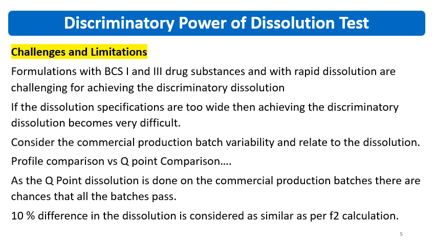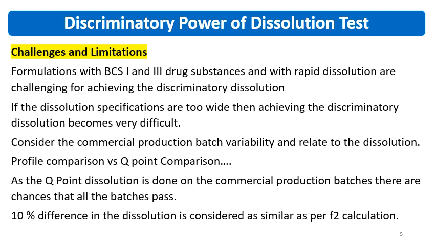So if your Q point is 30 minutes and you are making the batch with profiling and it is going out of the F2 similarity, but still the batch will pass on the Q point. So in production run, that batch will not be rejected. So always consider the final specification.